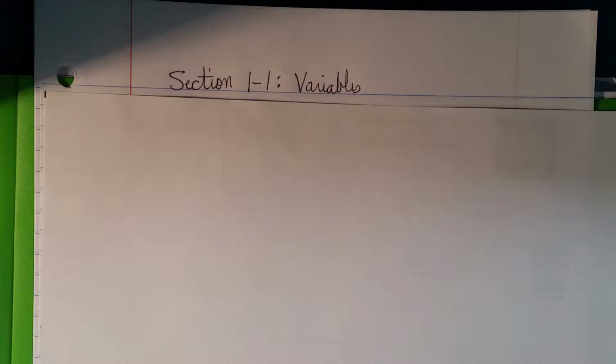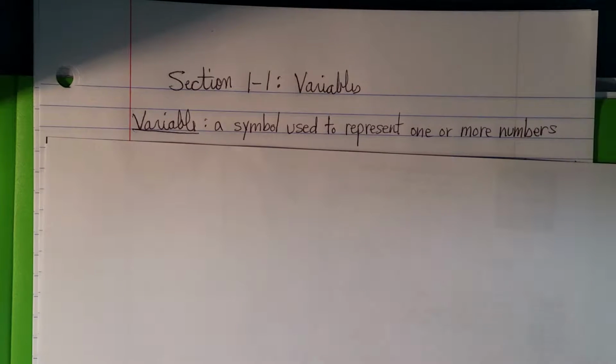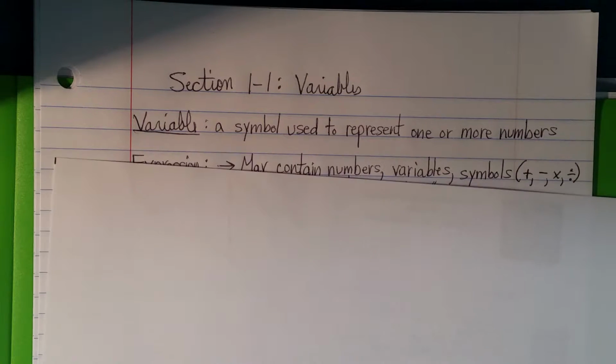Okay, I've already started these notes a little bit. So to go through what I have, section 1, variables. A few definitions. A variable is a symbol used to represent one or more numbers.